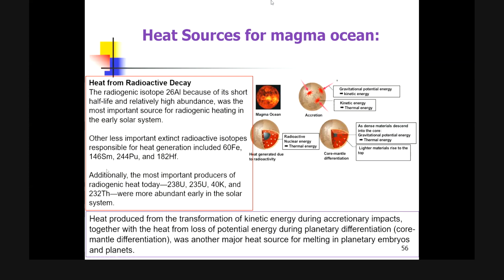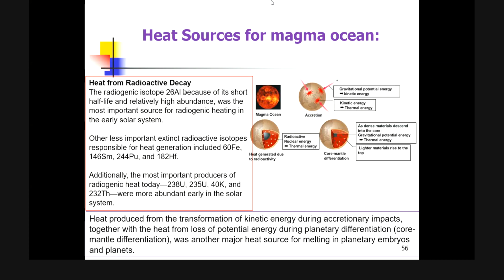Different heat sources led to planetary melting: radiogenic heat, together with the conversion of gravitational potential energy into kinetic energy, which converts into thermal energy because of impact and accretion processes, right? Core-mantle differentiation, with the sinking of the heavy iron-rich core towards the center. Again, the gravitational potential energy would convert into thermal energy. Then we have some primordial heat that is still stored in these planetary bodies. So these were the different heat sources.